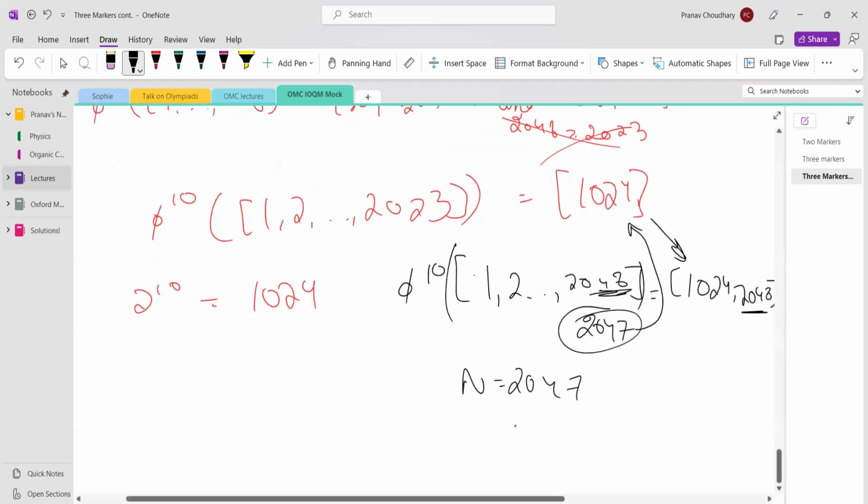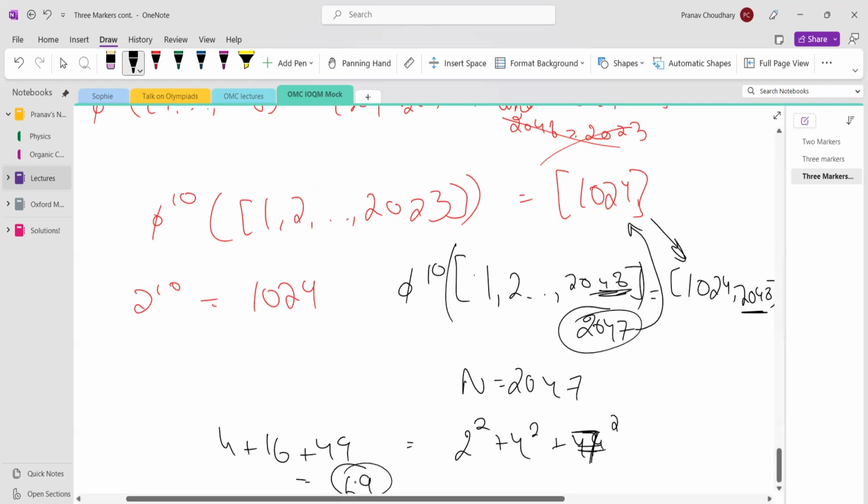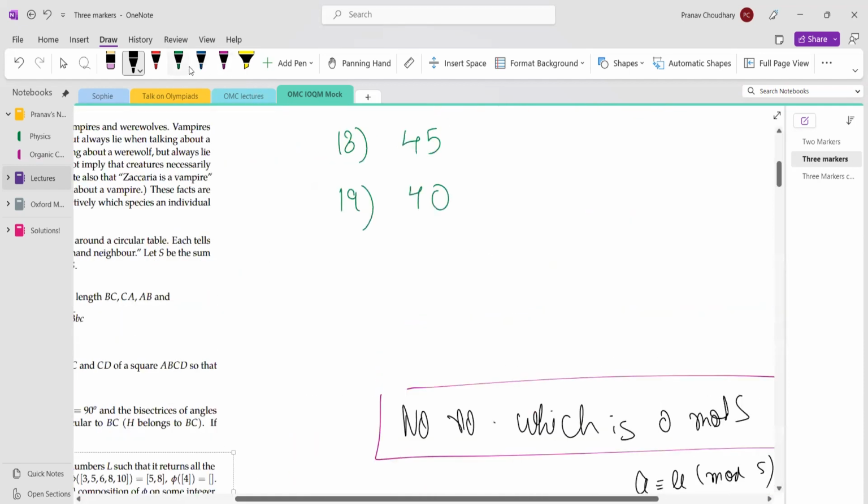And we have to find the sum of squares of the digits of n. So it's 2 squared plus 0 squared plus 4 squared plus 7 squared, which is 4 plus 0 plus 16 plus 49, and this is 69. So the answer to problem 20 is 69.